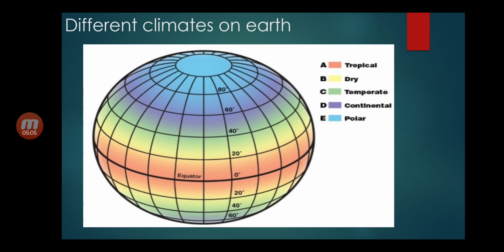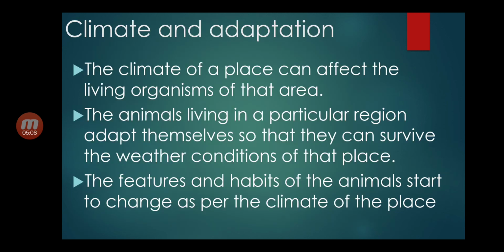Different climates on earth. Climate and adaptations. The climate of a place can affect the living organisms of that area. The animals living in a particular region adapt themselves so that they can survive the weather conditions of that place. The features and habits of the animals start to change as per the climate of the place.